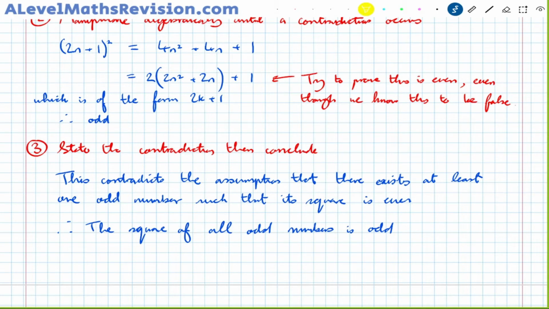So any statement you make must have the word contradicts in, and you must also say what it contradicts, and you also must conclude. So this here is a key word. Contradicts or contradiction must be in there. So it must use this word.